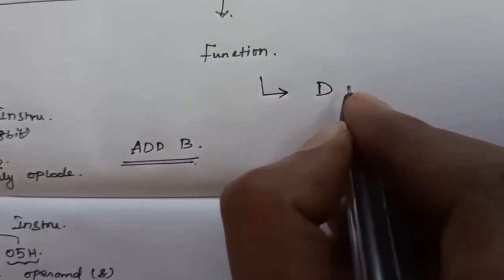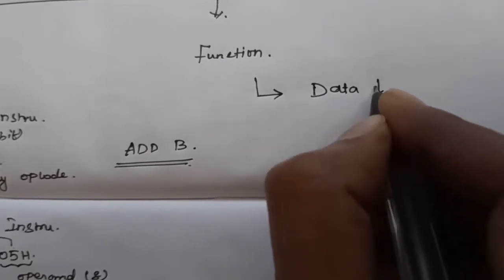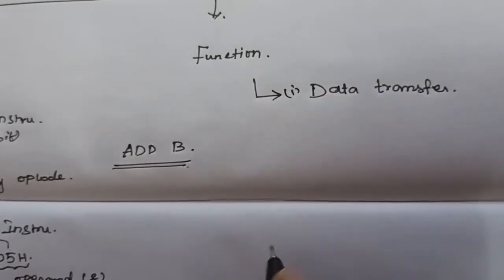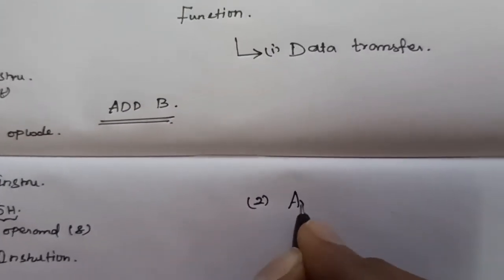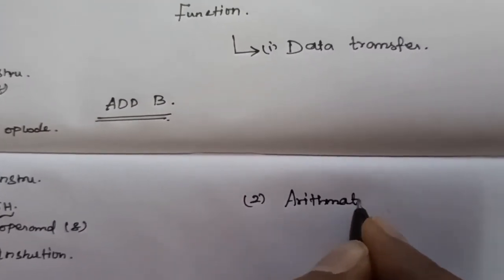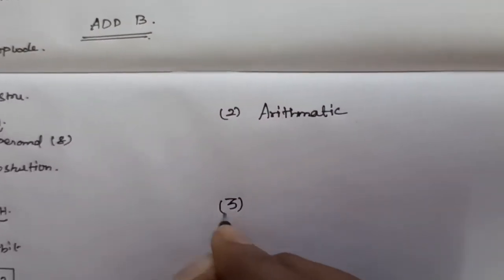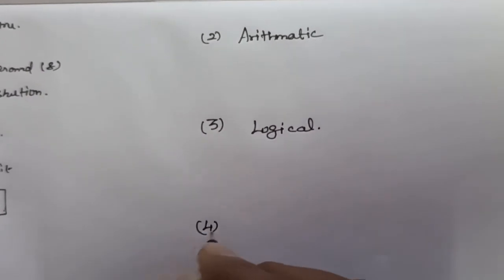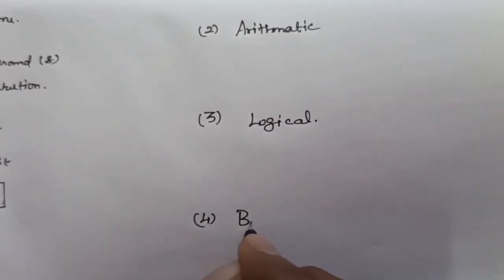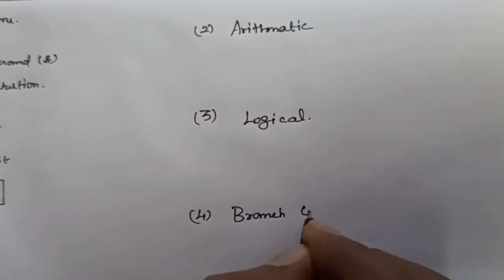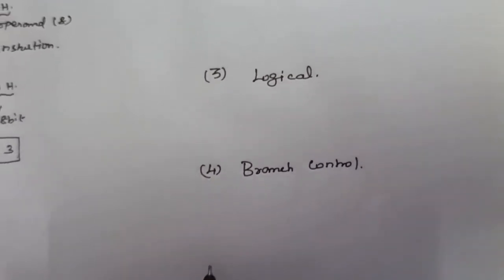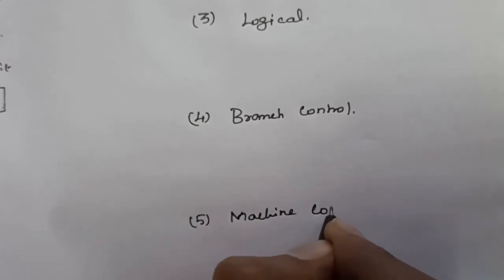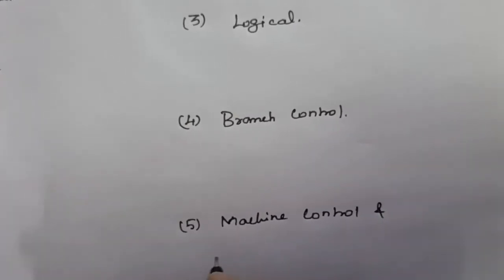First function, data transfer. Second one, arithmetic. Third one, logical. Fourth one, branch control. And fifth one, machine control and stack.